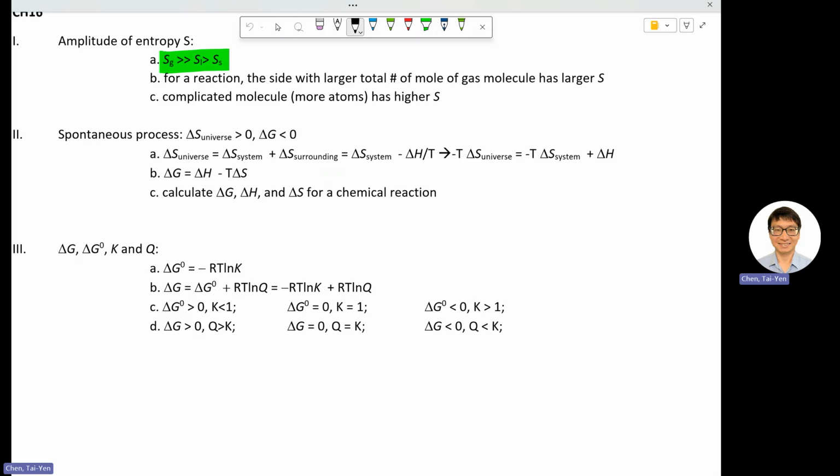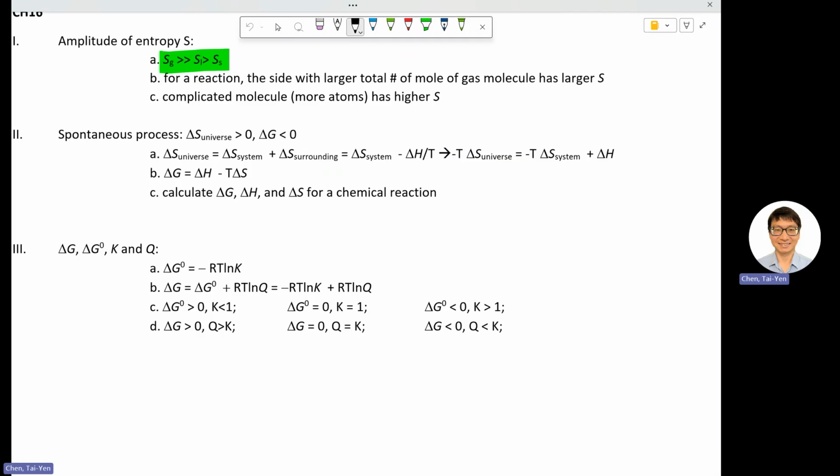And if all the things are in the gas phase, then what we have to compare is how complicated that molecule is. The more complicated molecules give you a larger entropy. So larger molecules with more atoms will give a higher entropy than a single atomic molecule. And if you have the same number of atoms, then start to compare who is heavier. So that's pretty much the things we went through in the previous lecture.